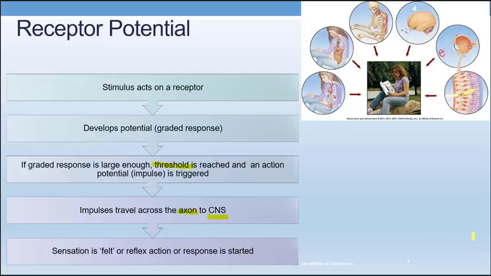So for example, you realize that the surface feels rough or smooth, or a reflex action can occur. Or a reflex response. So if you touch something hot, then you will pull your hand away in a reflexive action very quickly. And this, as we know, is a skeletal muscle response.